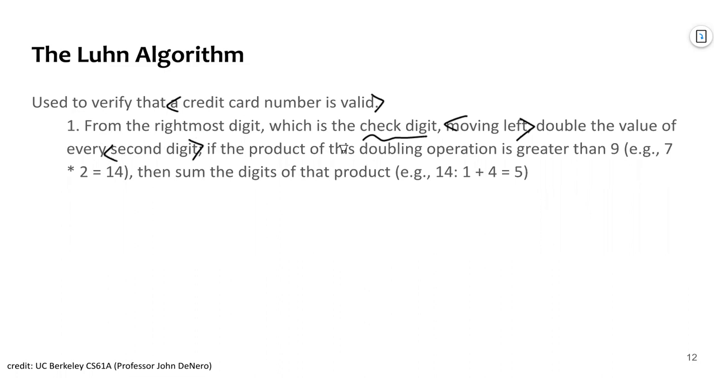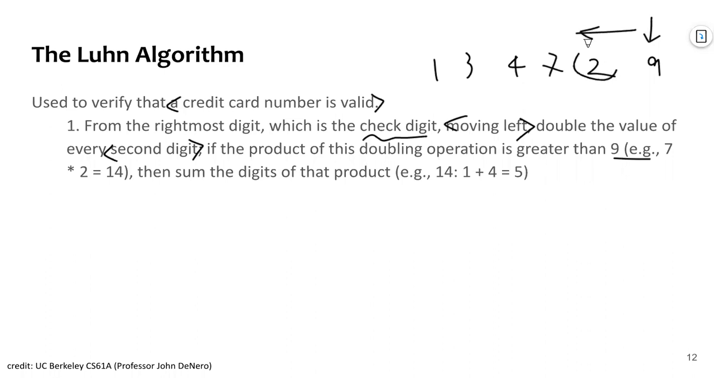And if the product of this doubling operation is greater than 9, then sum the digits of that product. When you see this definition, it might be somewhat confusing. So let's say we have 1, 3, 4, 7, 2, 9. What we are going to do is start from the rightmost digit, and we call this one the check digit. And we move towards the left side.